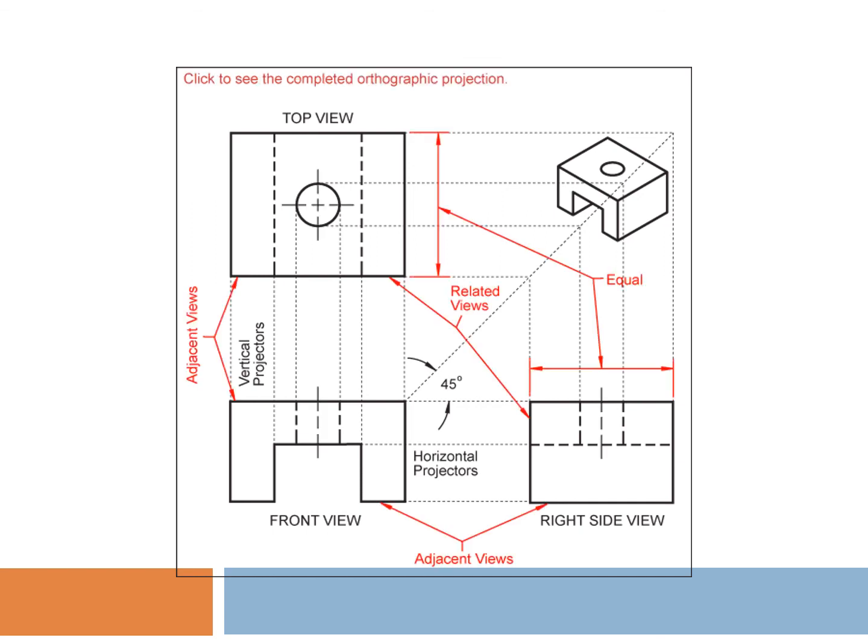And the center line is represented by a long, short, long dash. So hidden lines are simply dashed lines. The center line is the long, short, long dash. We will introduce more lines in the future, but just remember these three different kinds of line.